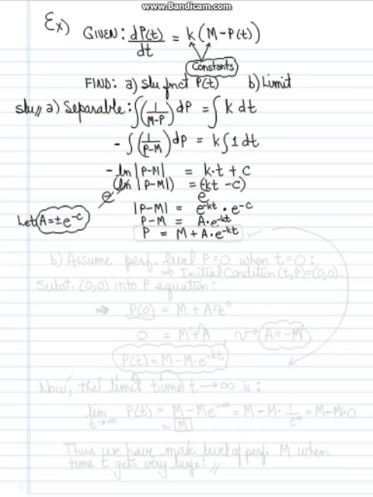And I'll put a box around that because that's the answer to part A. That is the function P of t. It's a function of time, and it is the solution to the differential equation. Now we go to part B, where they ask about the limit.